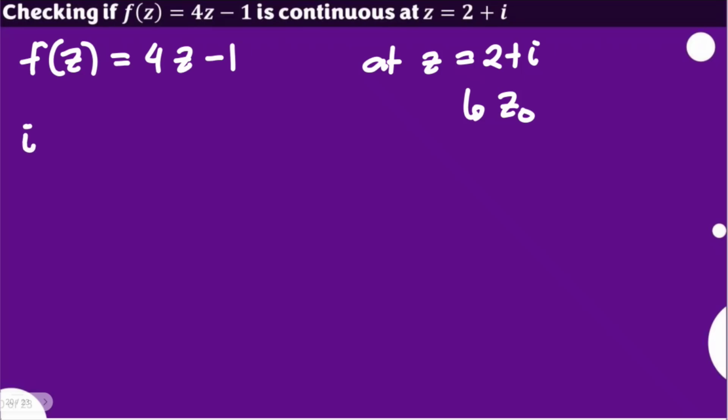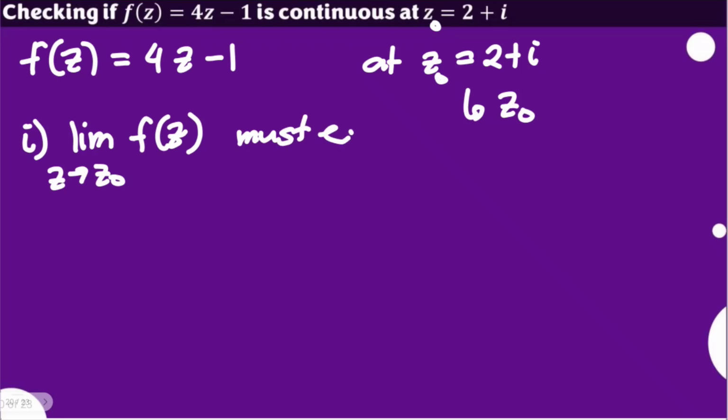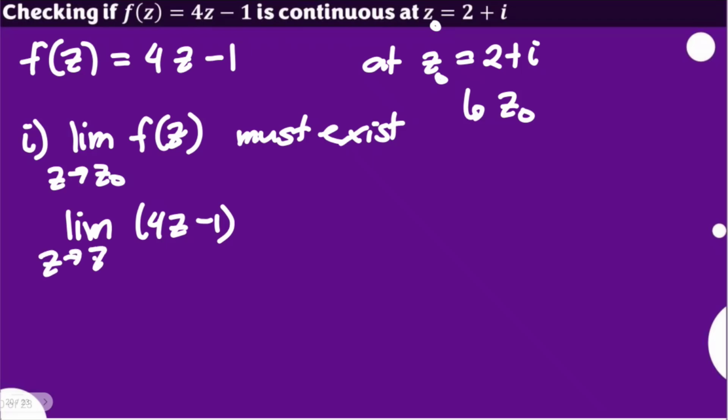The first condition is that the limit of our function of z as z approaches z sub 0 must exist. Because if this doesn't exist in the first place, we don't need to proceed to the rest of the 2 conditions, and we simply say that this is discontinuous, which would negate the claimed idea that all polynomial functions are continuous at any value of z. So what we can do is verify whether the limit of f of z, which is 4z minus 1, as z approaches z sub 0 exists.